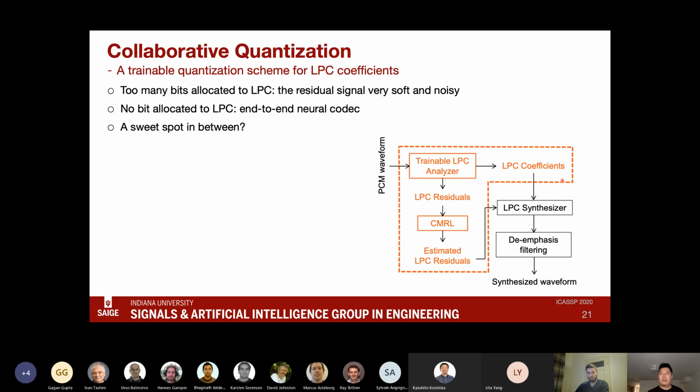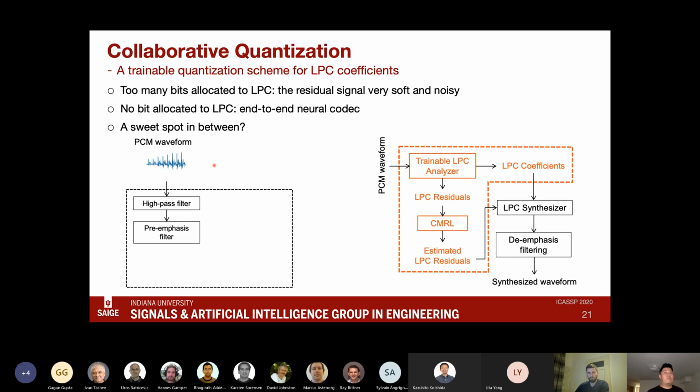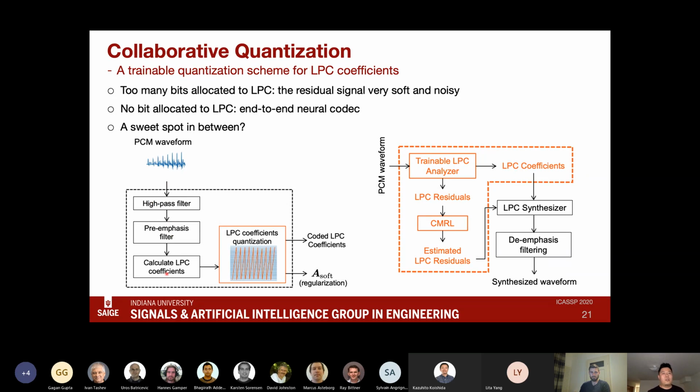the reconstructed speech. If I zoom in on this part, I want to illustrate why this LPC analyzer can be a trainable component. Again, the input will go through a high-pass filter and pre-emphasis filter as usual, and we use the Levinson-Durbin algorithm to calculate the coefficient. Here, the quantizer for the coefficient is soft-to-hard quantization. Remember, that part is trainable.